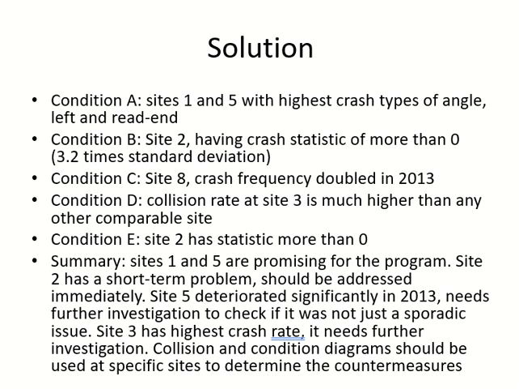Then condition C, they have picked site number 8, where the change between the years was the highest. And the collision rate at site number 3, so this is on the basis of rate, again they have picked the highest one. So site number 3 according to this, site number 8 according to this. Now how many sites do we have? 1, 5, 2, 8 and 3. We know which sites have a problem and what the problem is.